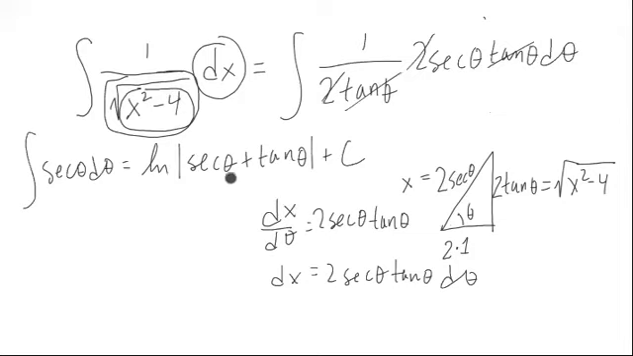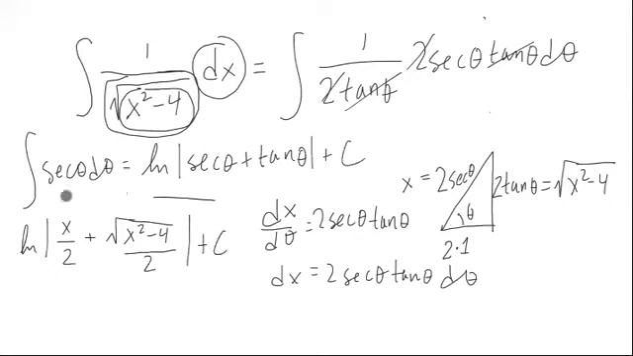And now we just have to rewrite this back in terms of x, which we can. Notice that secant theta, we can solve for it right here, is just x over 2. So this will be natural log of x over 2. And then tangent theta right here, you just solve for it right here. So it's going to be the square root of x squared minus 4, all over 2. And that's the result. We just successfully used trigonometric substitution.